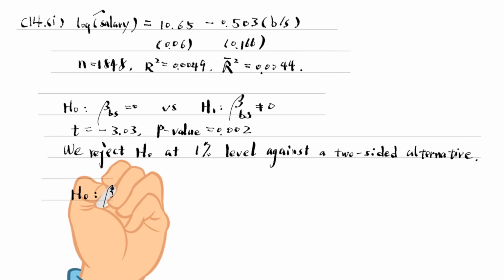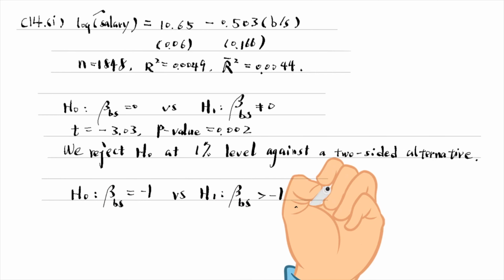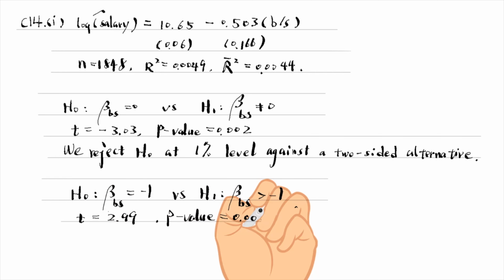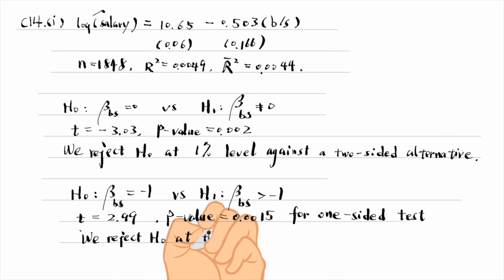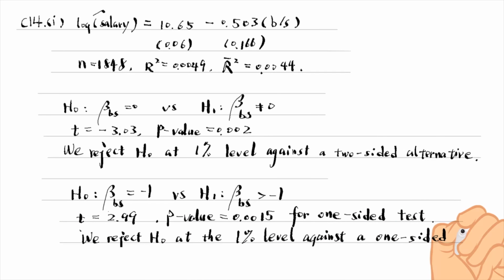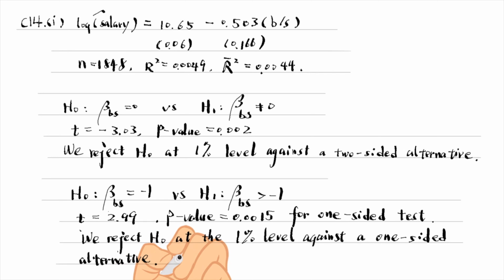The t-statistic for testing the null hypothesis beta 1 equals minus 1 is 2.99. The p-value for the one-sided test is 0.0015. We reject the null hypothesis at the 1% level against the one-sided alternative.